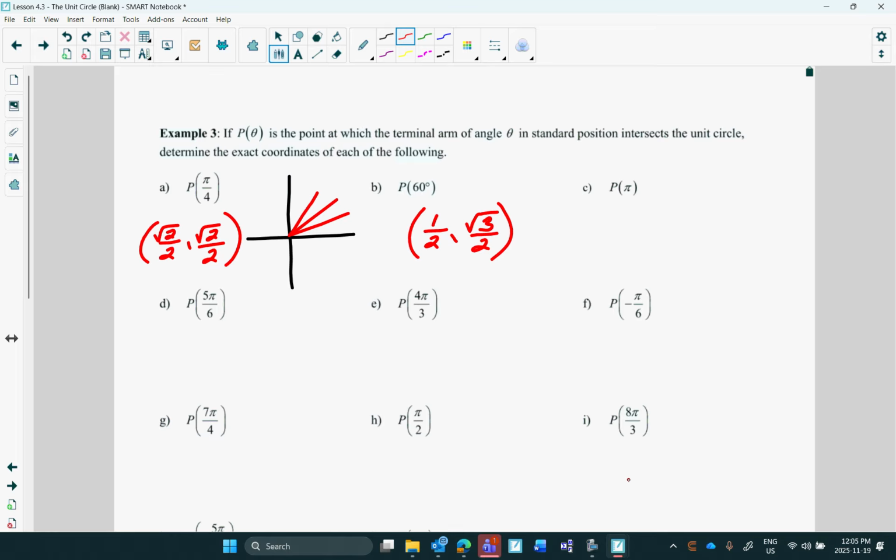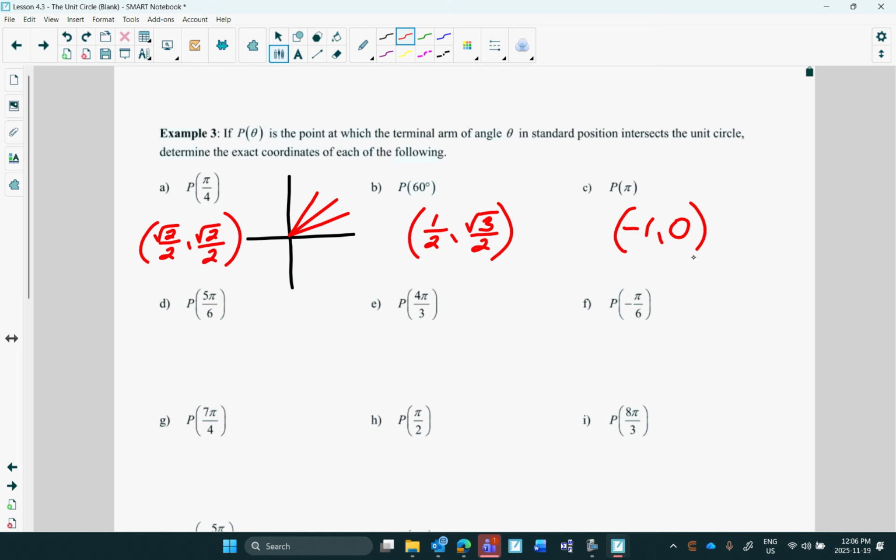Pi, halfway around the circle. Remember, don't just read them off your unit circle. Well, it's not helpful. I want people to try.